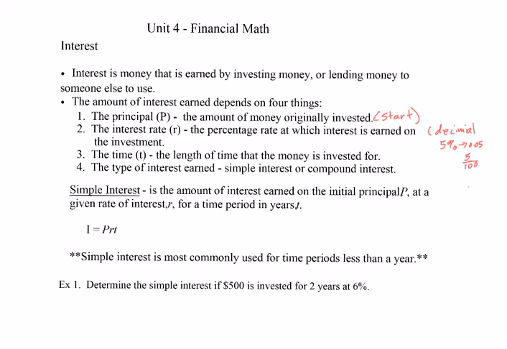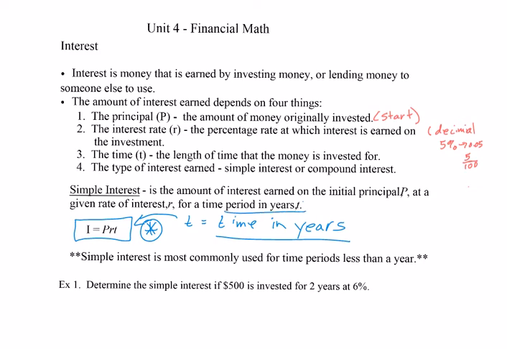Simple interest is defined by this equation. Make sure you highlight it. You need to remember that. Make sure you add this to your cheat sheet. Notice I put a star beside it. You need that. Where I is the amount of interest, P is the principal, R is the rate as a decimal, and T is the time. T equals time in years. Just try to remember that and underline this portion of your note. Simple interest is commonly used for periods less than a year.